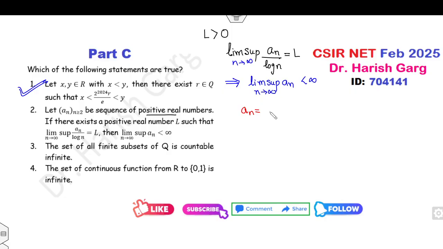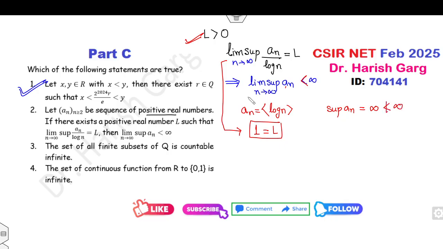I can choose the sequence a_n = log n. Then what is the answer in this case? The answer is 1. That is, my L is 1, which satisfies the given requirement. But what is the supremum of a_n? It is not finite, it is infinity. So this counterexample will discard the second option.